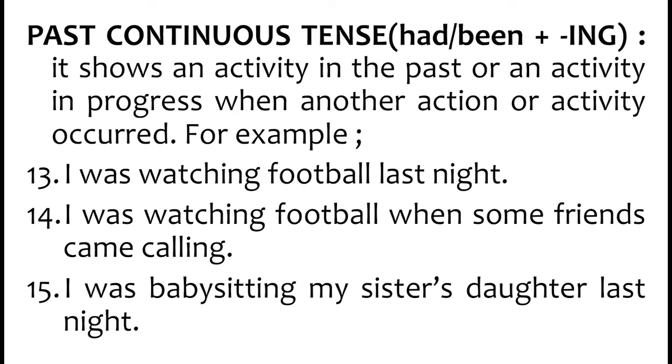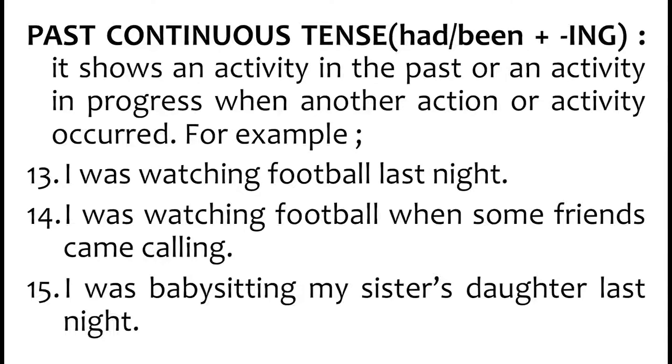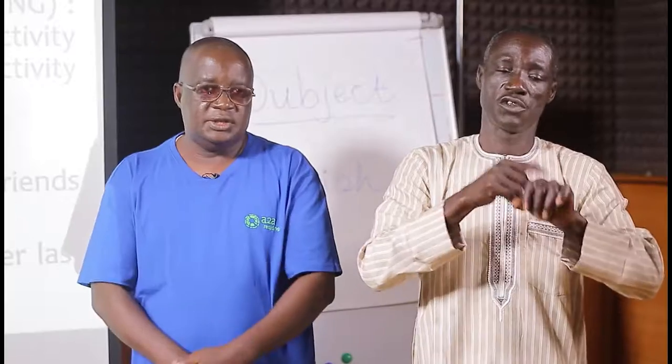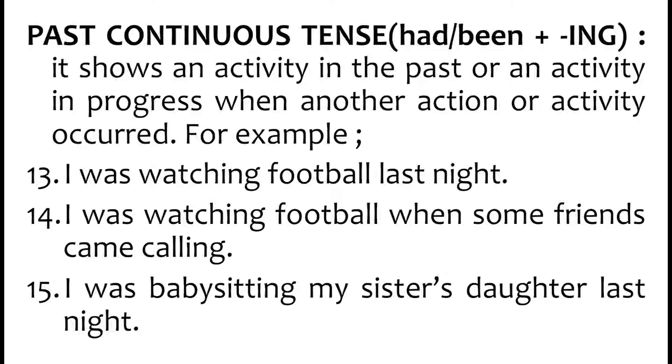Past continuous tense. In bracket, had been plus ing. It shows an activity in the past or an activity in progress when another activity occurred. Example, thirteen, I was watching football last night. It is not just occurring, it occurred.